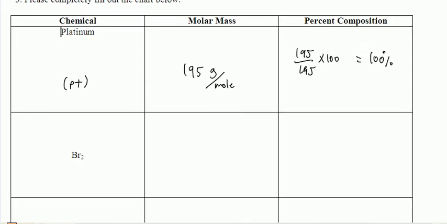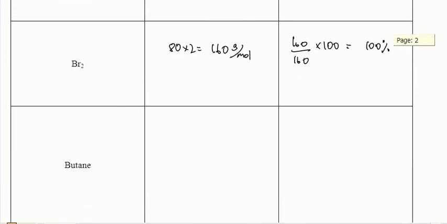Bromine. On the periodic table, bromine is about 80. So it's going to be 80 times 2, which is going to be 160 grams per mole. And in this case, it's also all bromine. 160 divided by 160 times 100 equals 100% bromine.